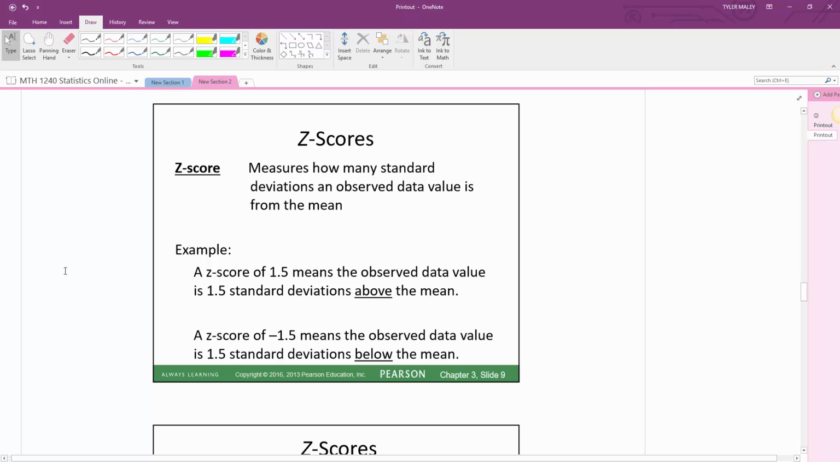So next we're looking at z-scores, which I've talked about briefly before. These are measures of how many standard deviations an observed value is from the mean. And I already connected this to standard deviations and gave you the equation. I think it all flows together very nicely. This empirical rule and z-scores, they really are very close together. So an example is a z-score of 1.5 means the observed data value is 1.5 standard deviations above the mean. A z-score of -1.5 means that the observed value is 1.5 standard deviations below the mean.